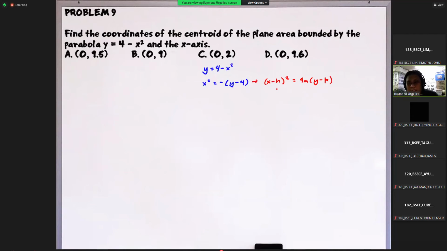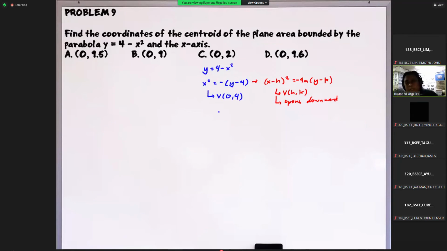So again, this is centered, so actually negative, kasi negative yan. Ang vertex nito is nasa hk. Then yung parabola natin is opening downward, kasi x yung naka-square, tapos negative yung y. Therefore, yung vertex natin will be located at 0, 4.